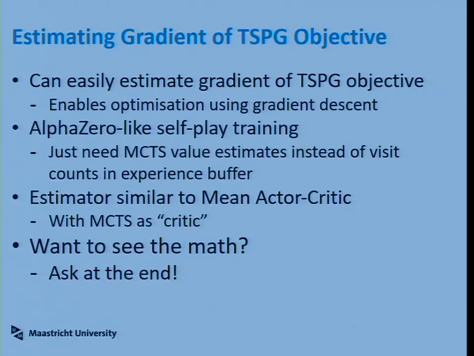But yeah, we can differentiate this objective function, which means that we can optimize it using gradient descent. And we can estimate this function that we get, and the estimator ends up looking very similar to the mean actor critic, if anyone's familiar with that. So it's kind of like an actor critic, but we will have MCTS as our critic instead of a Q function as we usually see.